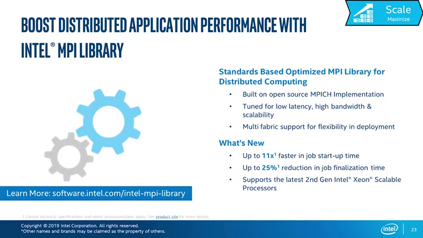Now let's move on to the scale category and talk about Intel MPI, or the Message Passing Interface Library. What MPI is trying to do is to chop up the code. So you have a long application that takes a long time to run.